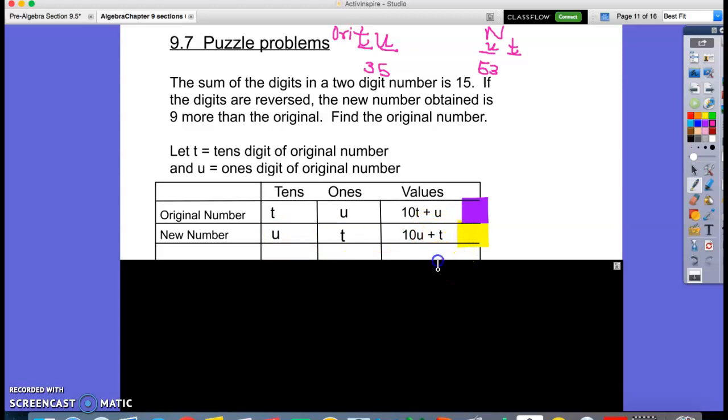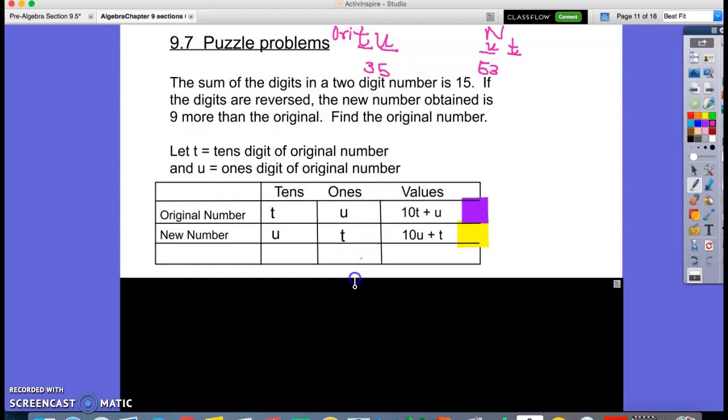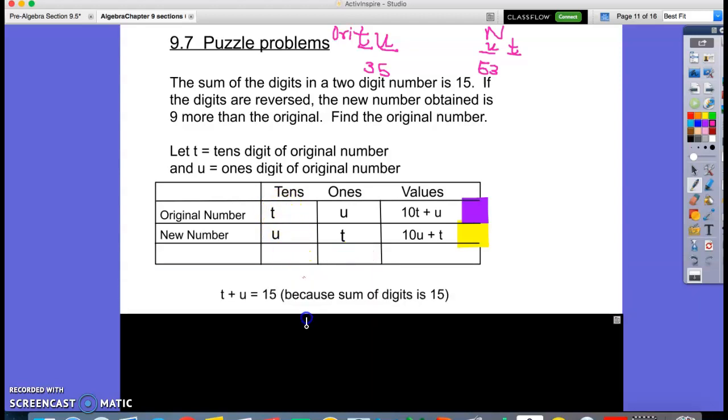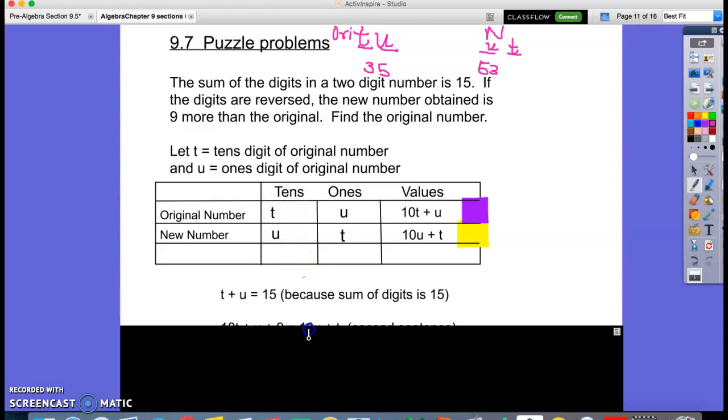Now we can write the equation. It says the sum of the digits is 15. These are the two digits, right? So t plus u equals 15. And what else is given to us? If the digits are reversed, the new number is 9 more than the original number. So this is the new number. It should be equal to 9 more than the original number.